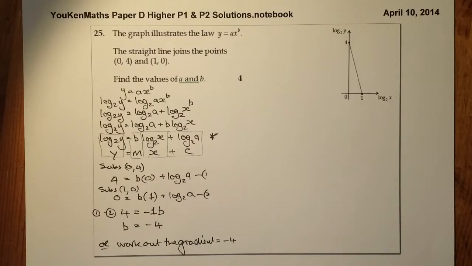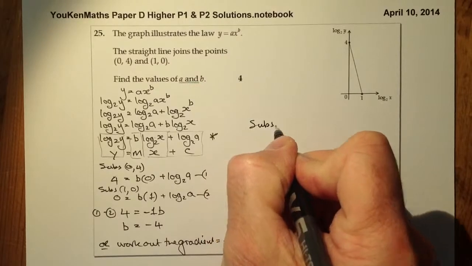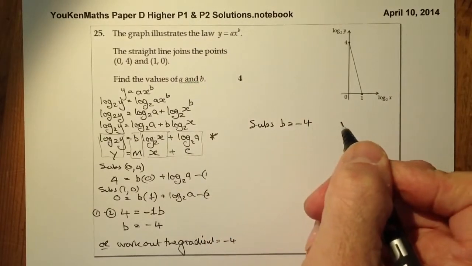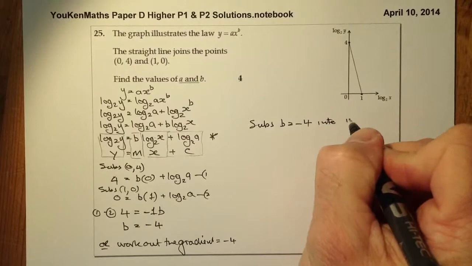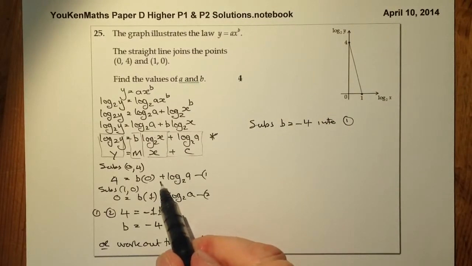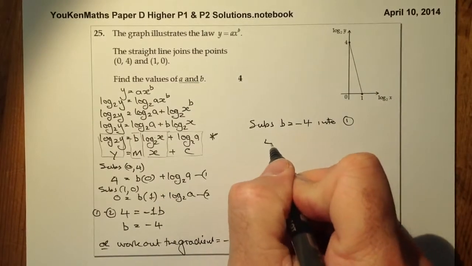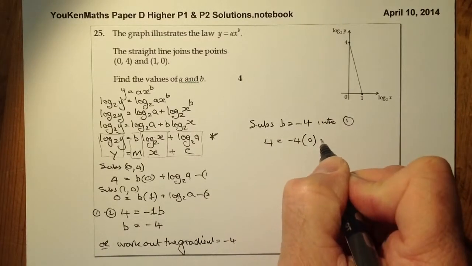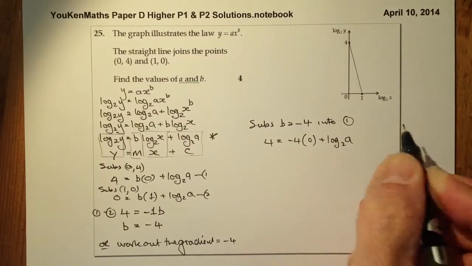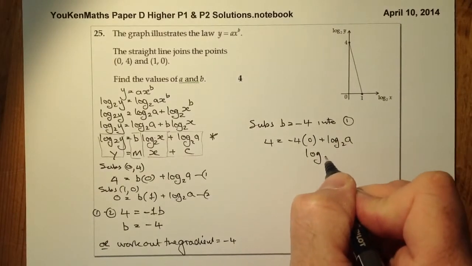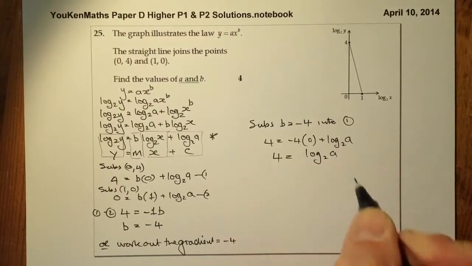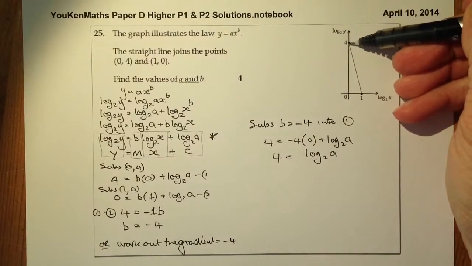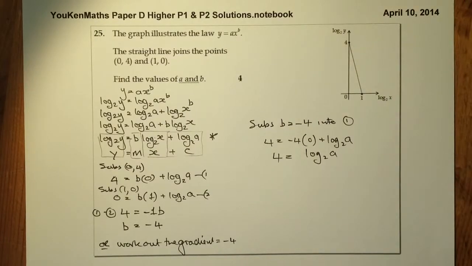What I'll then do is substitute b is equal to minus 4 into equation number 1. Okay, so I'll substitute it into here. And what I should get is 4 is equal to minus 4 times 0 plus log a. So I can see here that log a to the base 2 is equal to 4. Or you could have taken it straight from here as well. If you're given a point there, you could have just taken the c value, or the y-intercept, as the 4 from there.